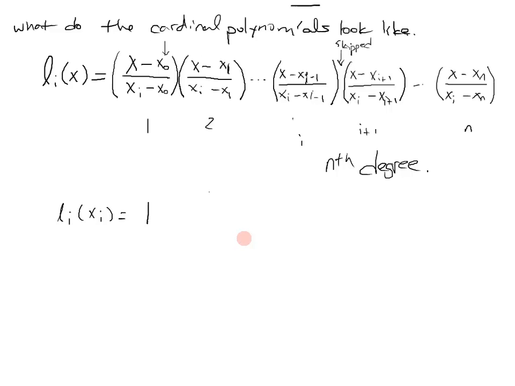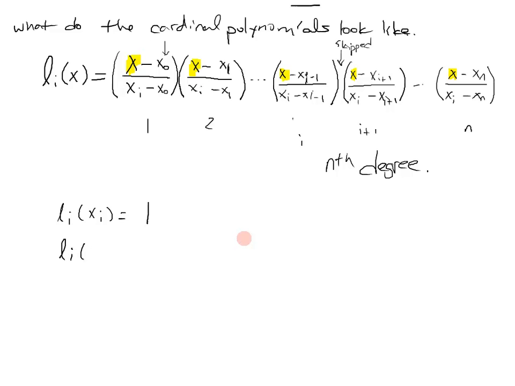Isn't it? Just check it out. If you plug in an xi here, here, here, here, the numerators and the denominators look the same all the way out, and so you end up with 1. Boom, exactly what we want.